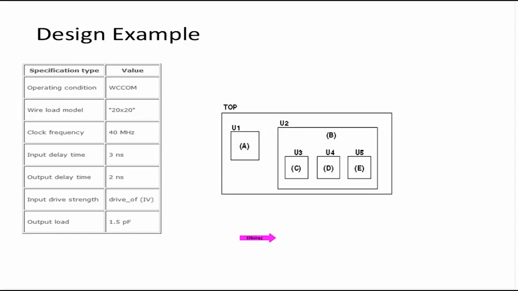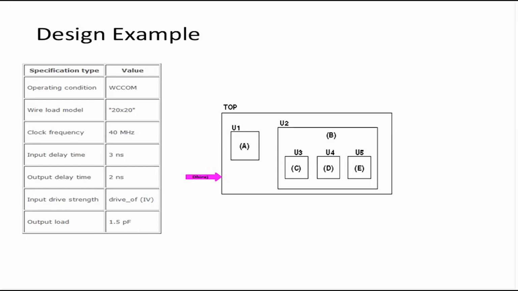Operating condition, we have selected worst case, which is expected. We have selected a wire load model 20x20. We are targeting a clock frequency of 40 MHz. Here, let's not be too concerned about what the input-output ports of this design are. Assume there is a clock. Assume there are a number of inputs and a number of outputs.